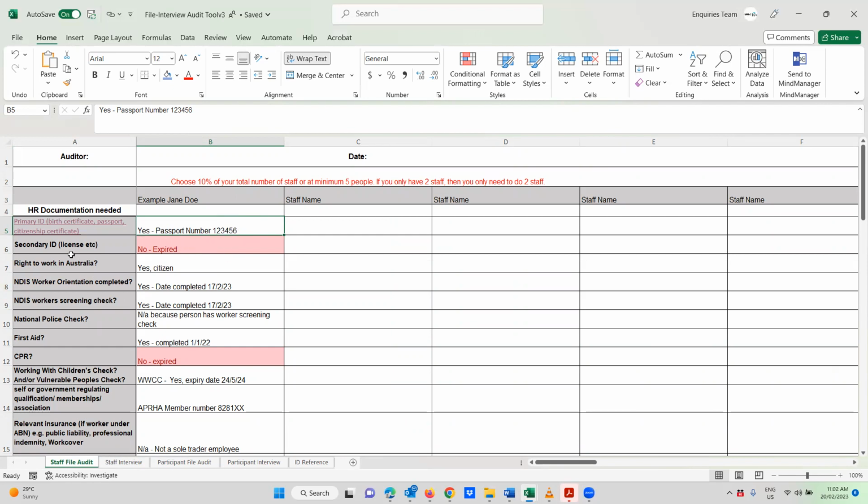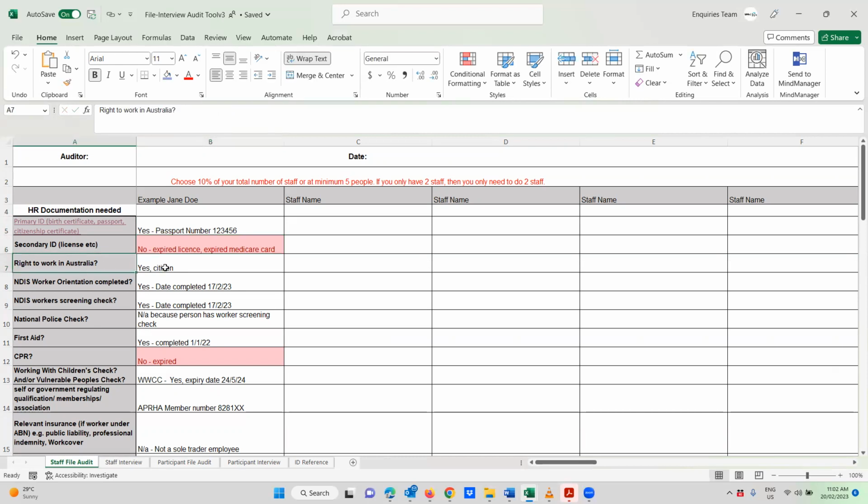Now, secondary ID, we were looking for something to use as their secondary ID, which is to make up that 100 points. And the license that they had there was expired. So the moment we write no in here, it's going to go red, because that's how we've conditioned it. No, and then put a reason. Expired license, or expired Medicare card, etc. Whichever it's going to be, you write it in there.